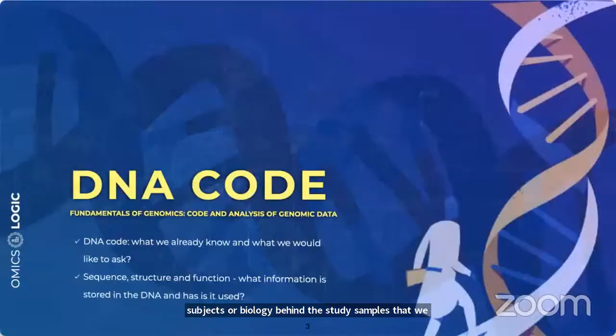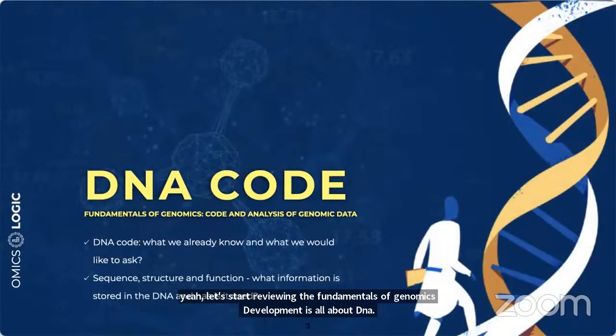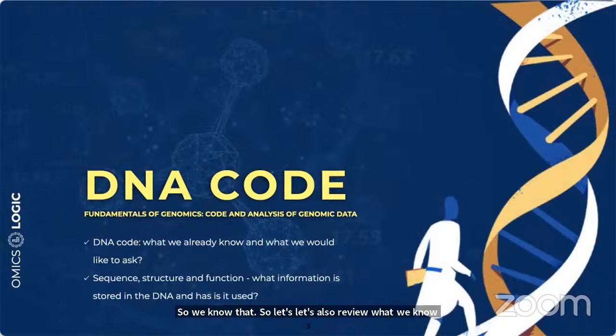Let's start by going through a couple of slides of review. If you already know this, you can speed it up, or I'll follow it along. Let's start reviewing the fundamentals of genomics. Genomics is all about DNA, so we know that. Let's also review what we know about DNA code and what are the answers that we can find inside the DNA code. We also know that a DNA code comprises huge sequences of nucleotides that are stored in this DNA. How do we make sense of these huge number of sequences? What do we mean by making sense of this DNA code?